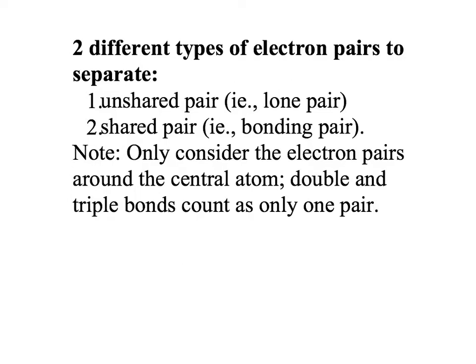Now when we take a look at the shared pairs, sometimes you'll notice in your Lewis dot diagrams that you get double or triple bonds, but these areas are not able to separate from themselves, and so they're going to count as just one electron area, and so really just count those as one pair, even though it'll be a bigger pair.